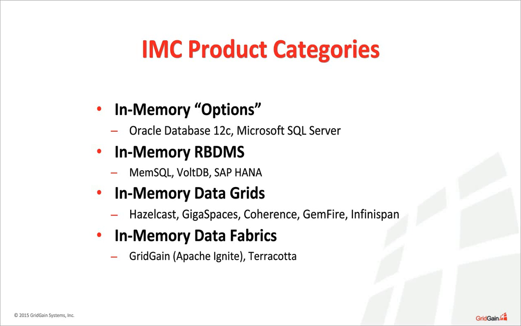Next on the list, and the last we're going to discuss, is in-memory data fabric. In-memory data fabrics are a natural extension of data grids. The difference is a more strategic reach of functionality than just the data grids. The two products in this category are Terracotta and Apache Ignite or GridGain, which is the enterprise version of Ignite. So, in the next couple of slides, we'll talk about each of these options individually. Now, let's talk about in-memory options first.